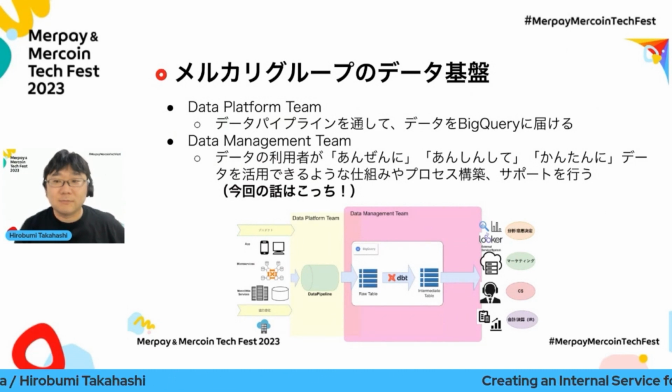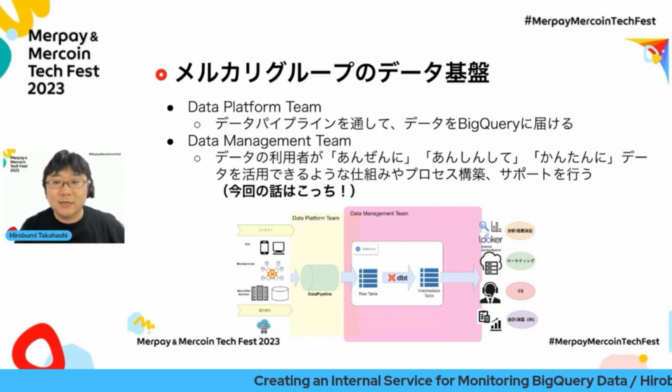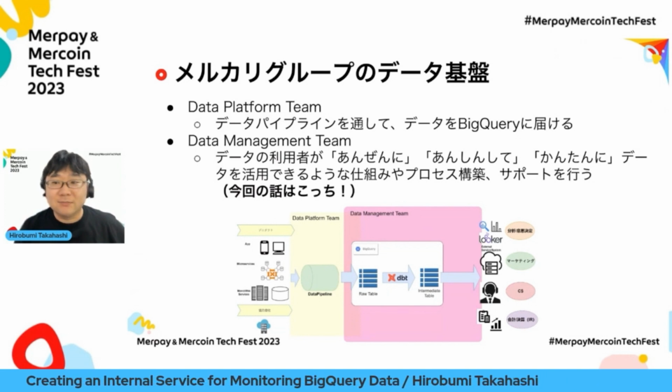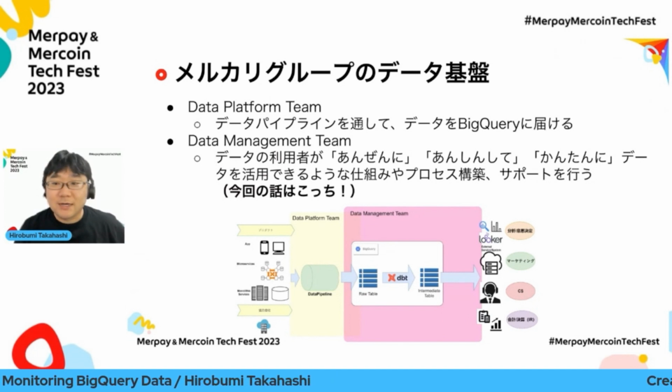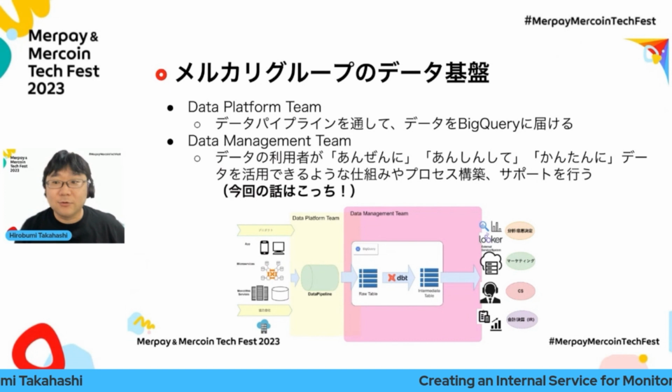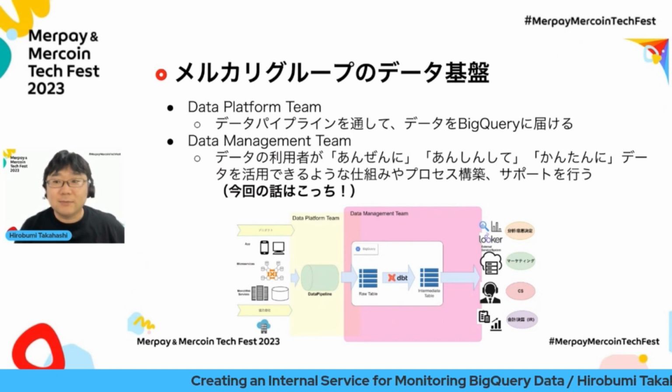In the BigQuery group, as a data warehouse, we use Google BigQuery. And there are two major teams involved with the data warehouse: the data platform team and the data management team. The data platform team is in charge of the development and operation of the pipeline that delivers data from the service database to BigQuery.